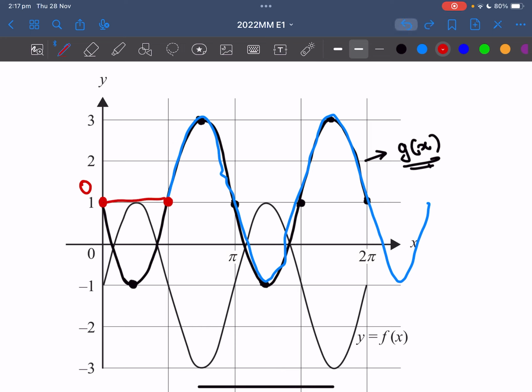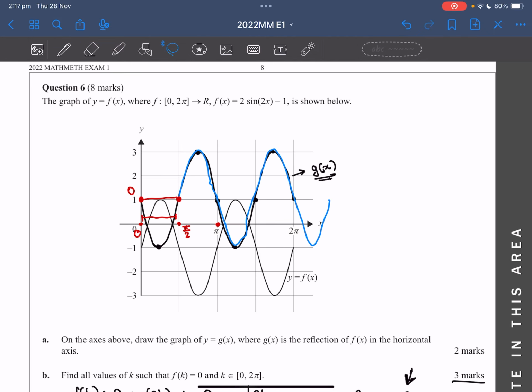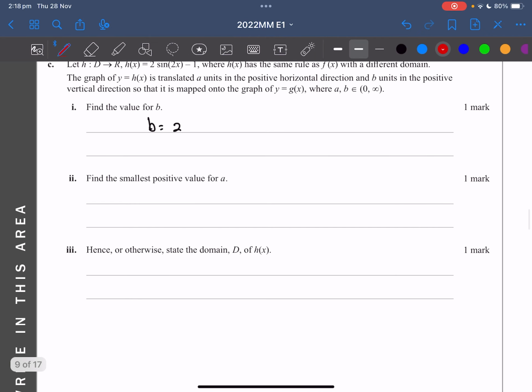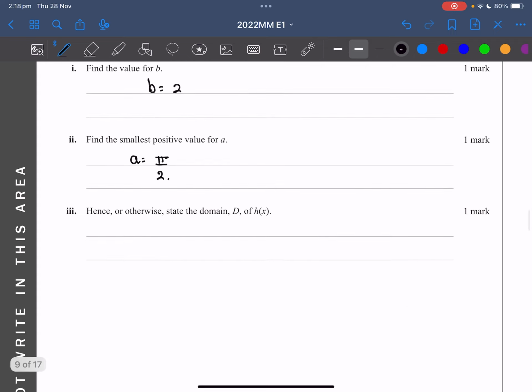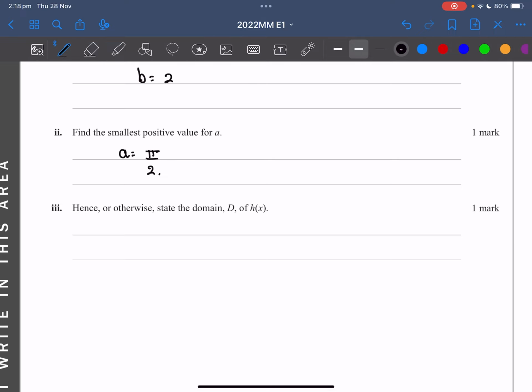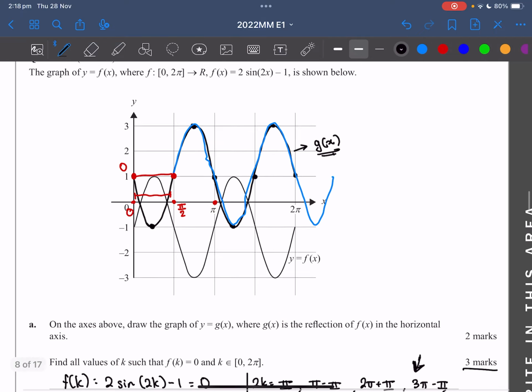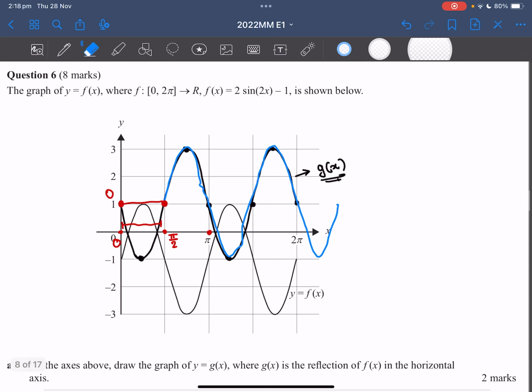How do I find that distance? So look here, this is pi, so that means this is pi on 2, right? And this is going to be 0. So 0 all the way to pi on 2. That's how much we have to move the graph to the right in order to match it, right? Okay, so in that case, let's write that down. So a equals pi on 2. Okay? Hence or otherwise state the domain of h of x. Okay, so state the domain of h of x.